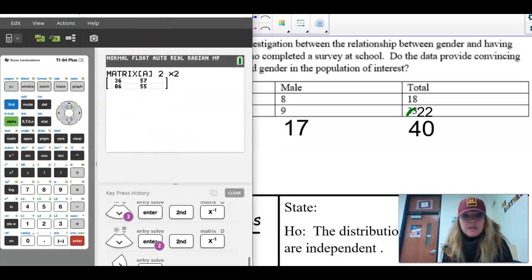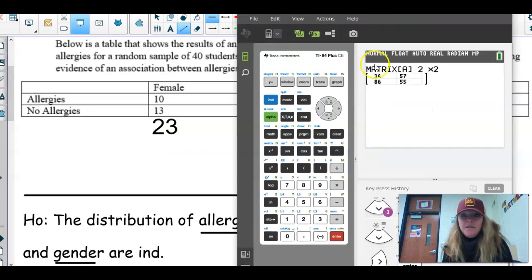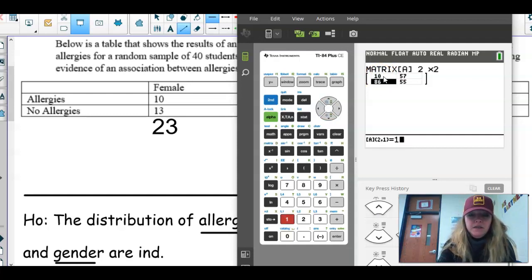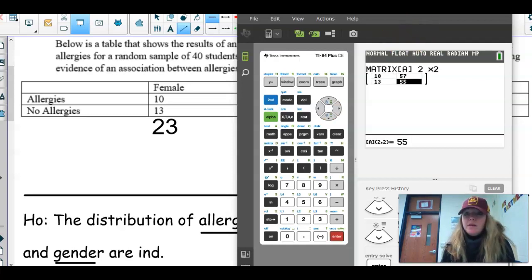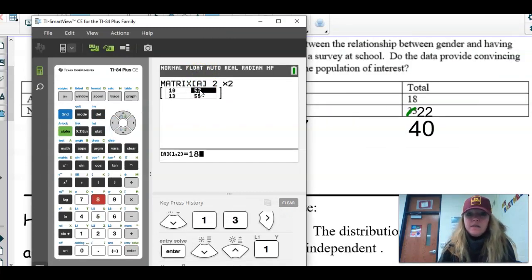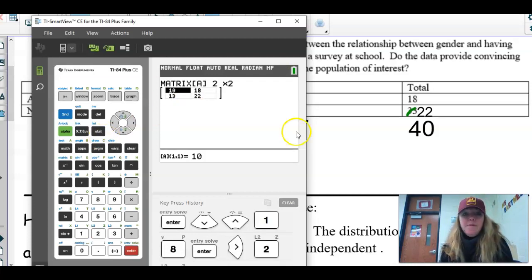So I'm going to fill in my matrix. 2 by 2, there we go. I have 10 females, 13 females, 18, and 22. Okay, so what did I put here?